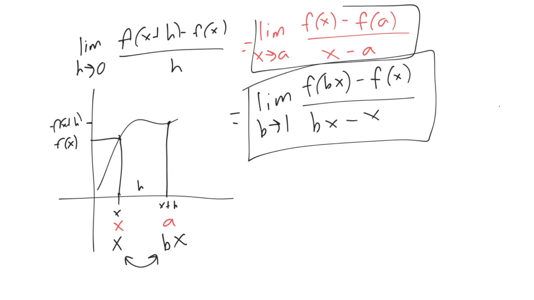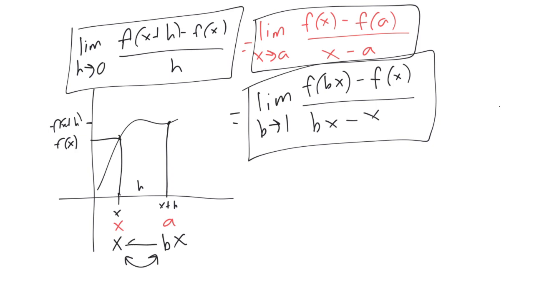In fact, any method you want to come up with, it doesn't really matter, as long as you're going from one point to the next and the limit moves those two closer and closer together, like how b goes to 1 or a goes to x or h goes to 0. Any of those ways, and there are others as well, would work to calculate the derivative as a limit.